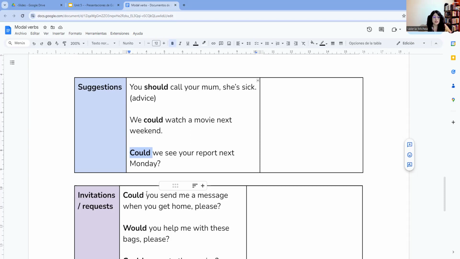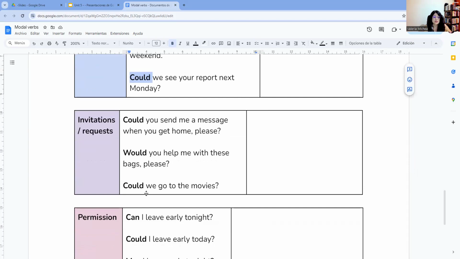Then we have another category, which is invitations and requests. For these, the options are could and would. With could, you can say, could you send me a message when you get home, please? Or I could invite you to do something with me. Like, would you help me with these bags, please? Like, I need your help. Would you help me? Or could we go to the movies to do something together? So it is possible. So invitations and requests go in the question form. Don't forget that.